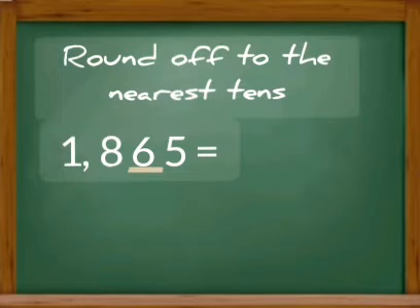Step 2 now. Do you remember what is step 2? It is to draw a box around the digit to the right, or the digit on the ones place. So which digit is in the right or in the ones place? Yes, it is 5. So let's draw a box around the digit 5.